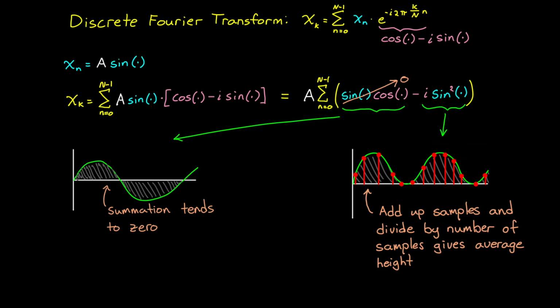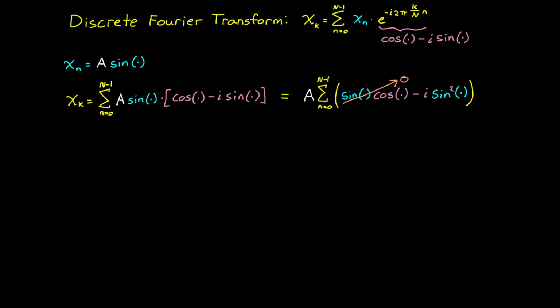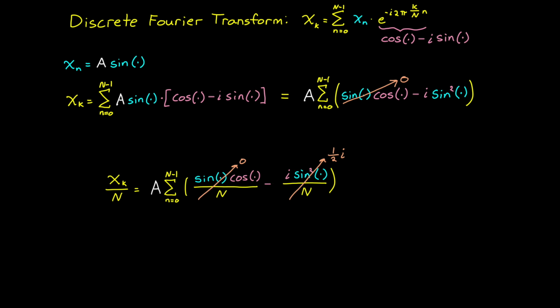However, if we add up all of the samples and then divide by the number of samples, this will give us the average height of the sine squared function, right? I mean, if you add up 10 numbers and divide by 10, you get the average value. Well, the average value for sine squared is 1/2. So if we go back to the above equation, we can divide X[k] by N, and now this whole summation is 0 for the first component still, but it's 1/2 i for the second component since it's just the average height of sine squared.